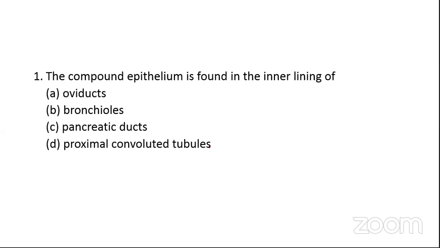So we'll start answering. The first question: the compound epithelium is found in the inner lining of. Please answer, students. So they cover the dry surface of skin. Understand this, they cover the dry surface of skin. Then moist surfaces of buccal cavity, pharynx, inner lining of ducts of salivary glands and pancreatic ducts. So here it is correct. Oviducts, wrong, because they have ciliated epithelium. Bronchioles also same. Proximal convoluted tubule has cuboidal epithelium.